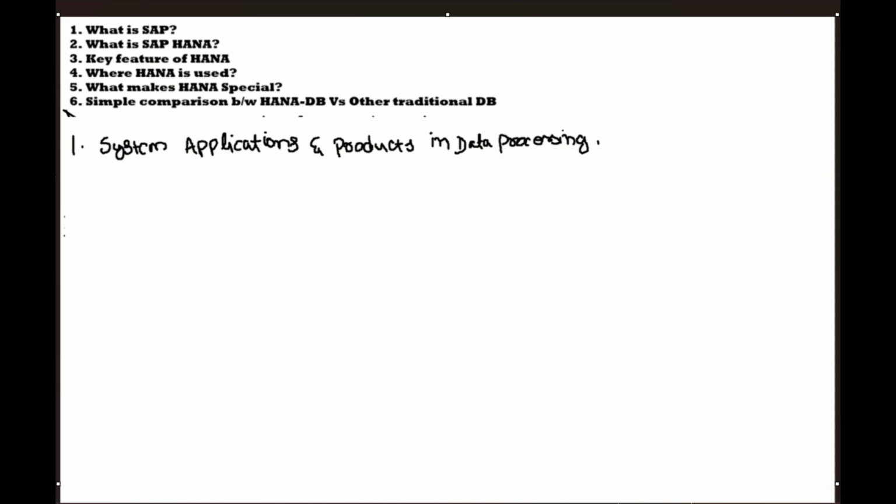Everyone clear, right? What does it stand for? System Applications and Products in data processing. It helps businesses manage their operations effectively and efficiently. So that is SAP. Coming to the second point, what is SAP HANA?